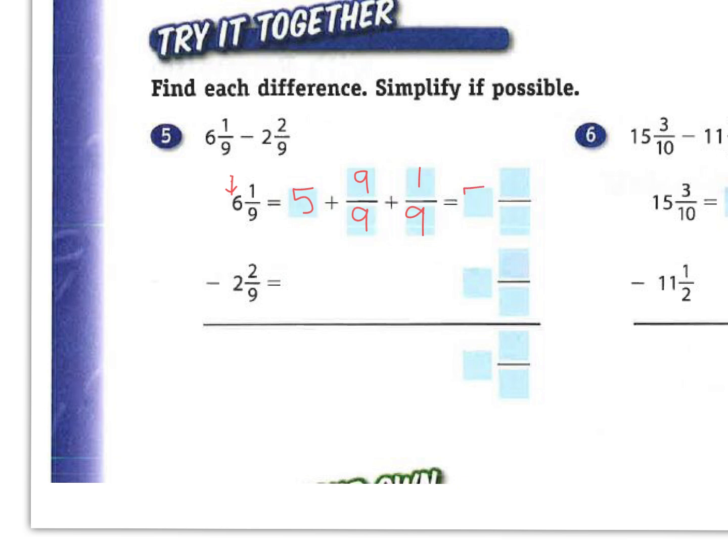So now we have 5 and 10/9. 9/9 plus 1/9 is 10/9. Subtract 2 and 2/9. And then what do we get? We have 10 minus 2 is 8/9. 5 minus 2 is 3. So there's our final answer, 3 and 8/9.